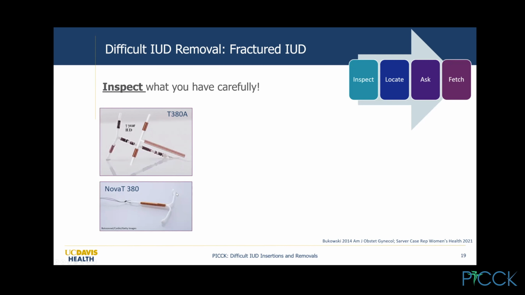You can see it's on a different frame. This is called a Nova T frame, and it doesn't have the copper arms. So again, being aware of what kind of IUD you're dealing with and what you should be expecting when it comes out is going to be very helpful for you.